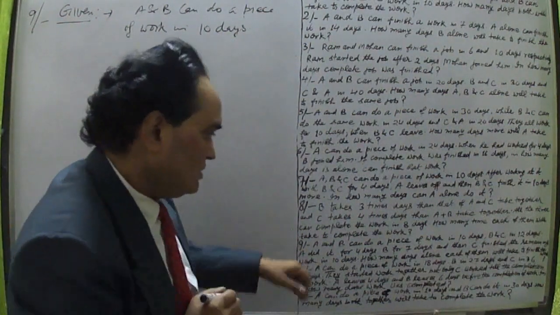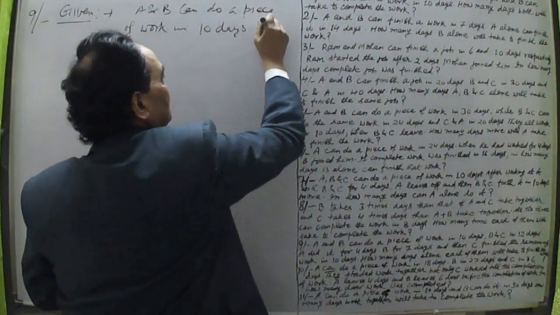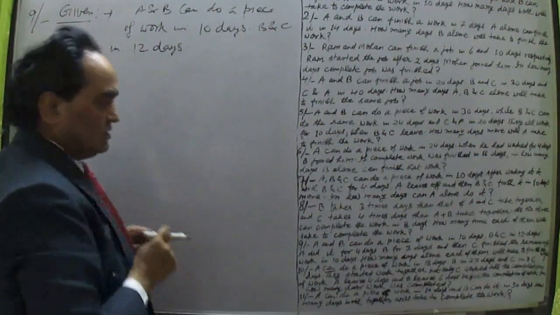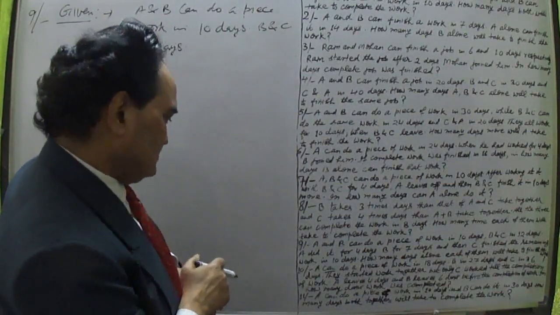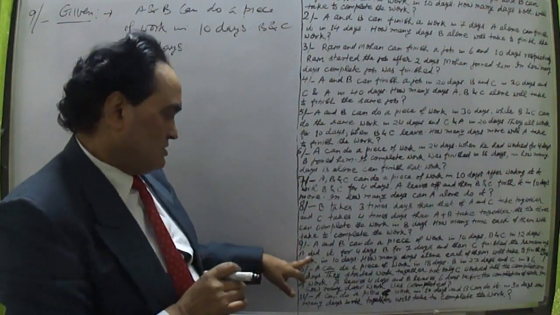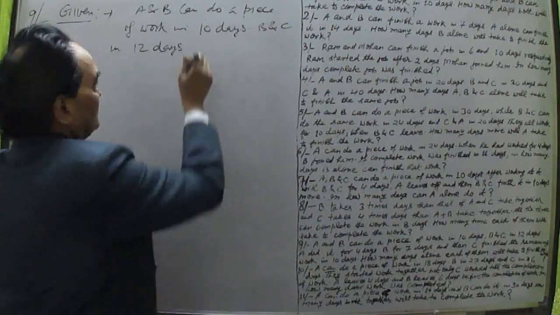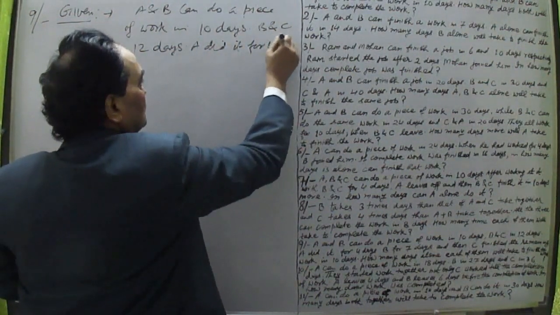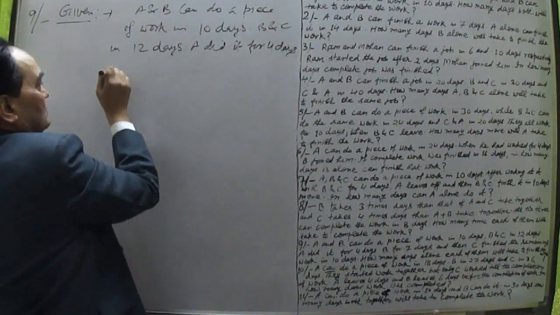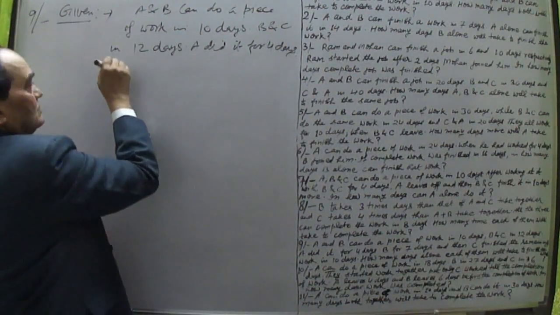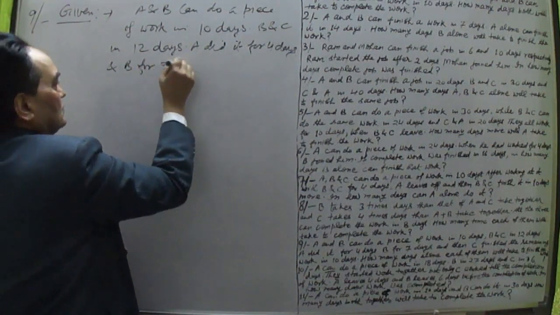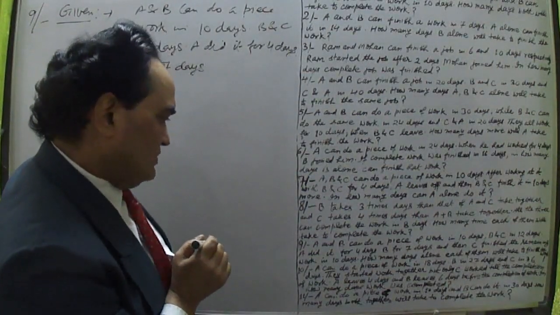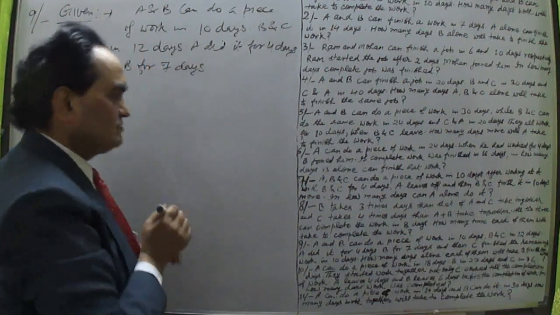Then B and C in 12 days. This is given to us. What are the other things given to us? Then A did it for 4 days. First A did it for 4 days, and B for 7 days. B for 7 days, right? And then C finished the work.